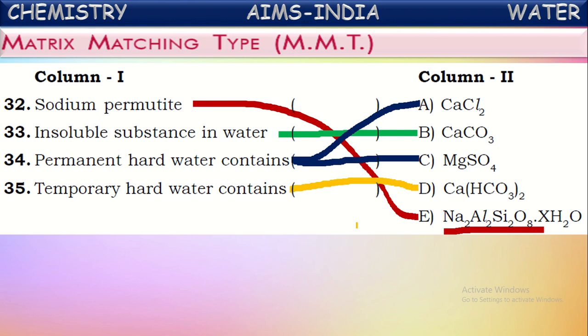Observe once carefully. Permutite or sodium permutite, Na2Al2Si2O8·xH2O, represents sodium and aluminum silicates. Insoluble substance: calcium carbonate. Permanent hard water contains chlorides and sulfates of calcium and magnesium. Temporary hard water contains bicarbonates of calcium and magnesium. Okay, that's about matching.